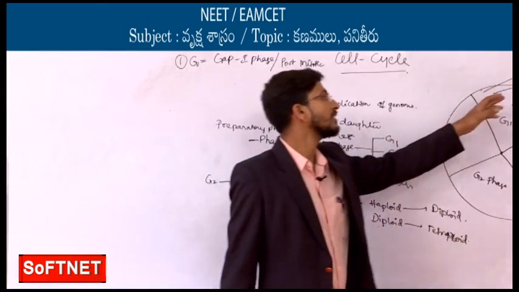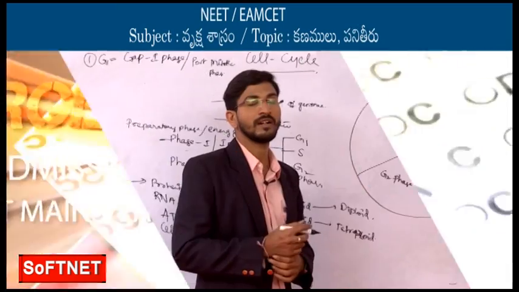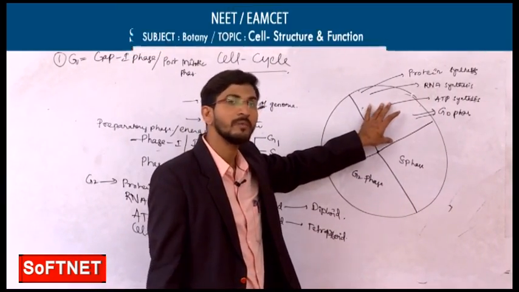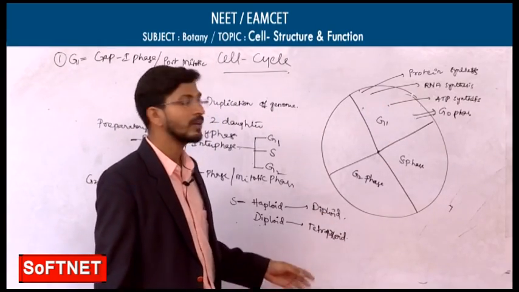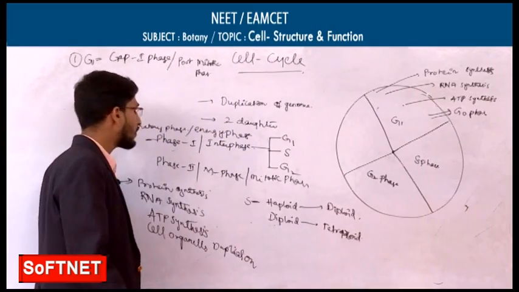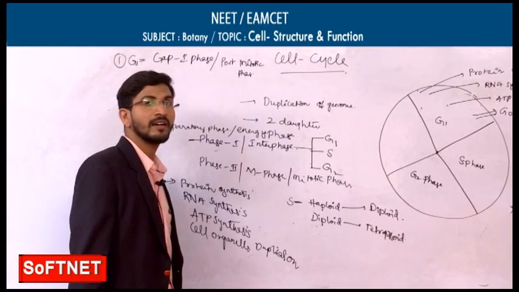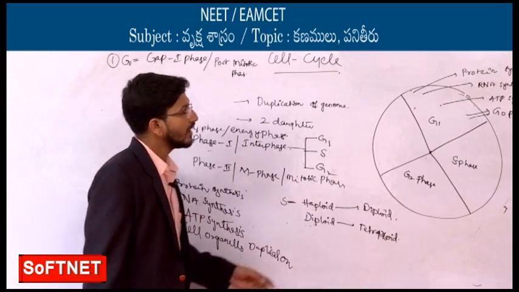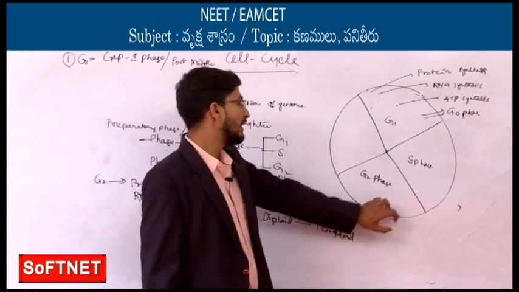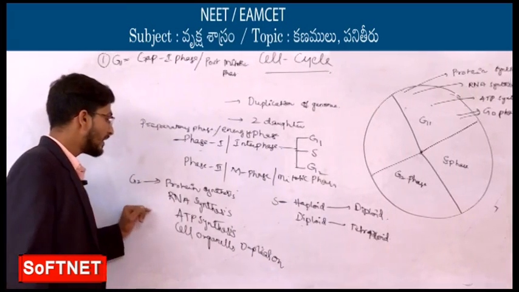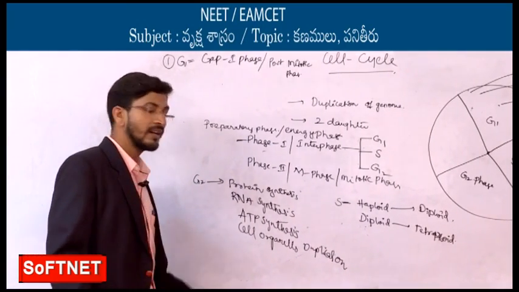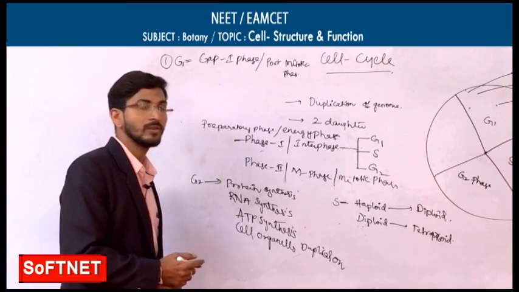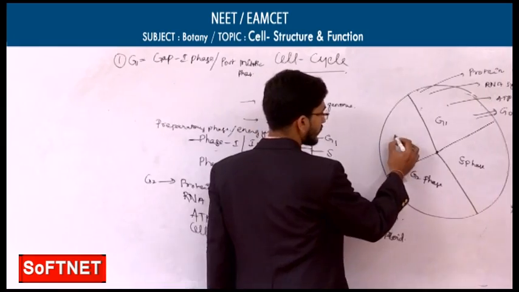The G1 proteins are nothing but histone proteins, because the proteins required for DNA synthesis are produced in the G1 phase, whereas the proteins synthesized in the G2 phase are those required for cell division. So remember those points. Next, once protein synthesis, RNA synthesis and ATP synthesis are done and cell organelles are duplicated, the cell enters into another phase known as the mitotic phase or M phase.